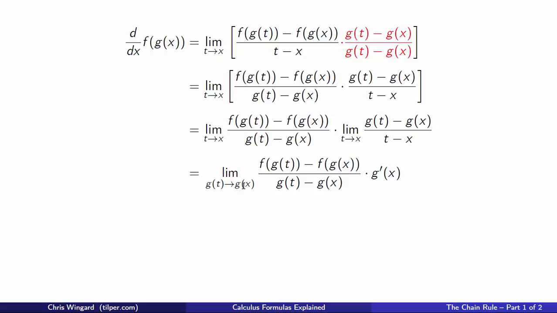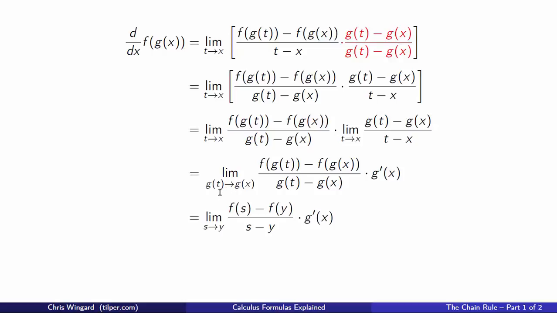So since t goes to x implies that g of t goes to g of x, then this limit we can rewrite as the limit as g of t goes to g of x of the same expression here. So the expression in the limit didn't change. Just what we're sending to something else, that's what changed. So as t goes to x, g of t goes to g of x.